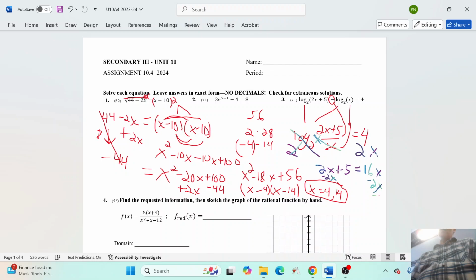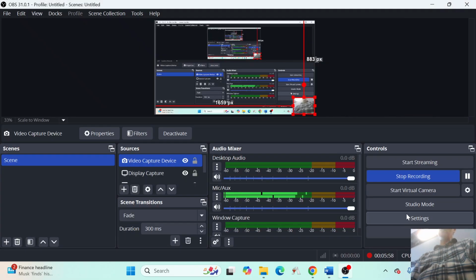And get 14x is equal to 5. Let me pause and check my answers.